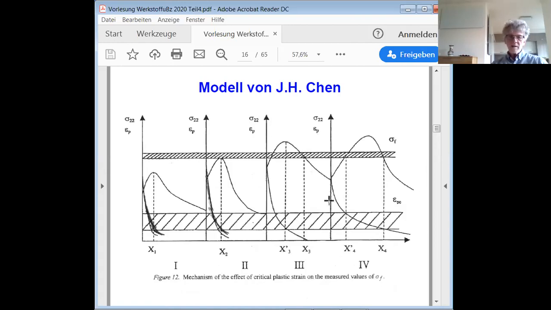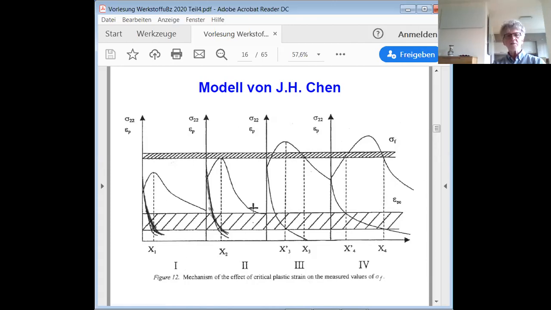And finally, let's assume again that you need a certain critical plastic strain for the formation of a crack nucleus. In fact, it's that cross-hatched area in that diagram. And we need a certain cleavage fracture stress for the propagation of the crack nucleus. In fact, it's that upper cross-hatched area here. And then it's easy to see that cleavage fracture is not possible for case one.